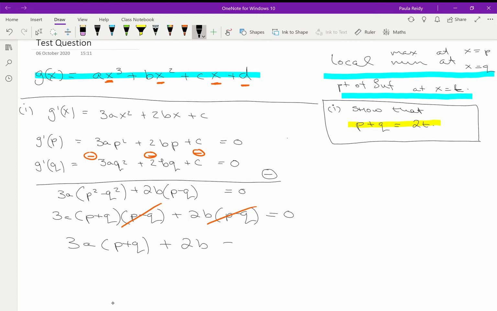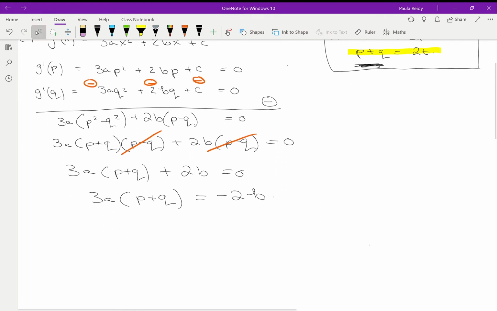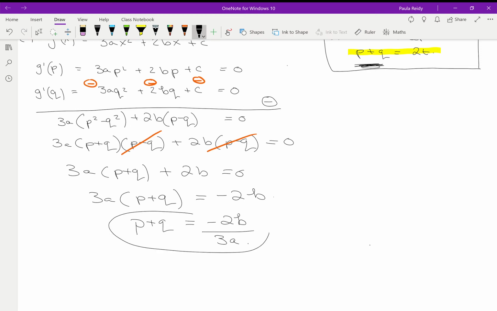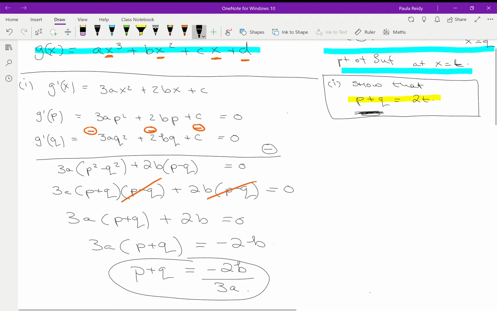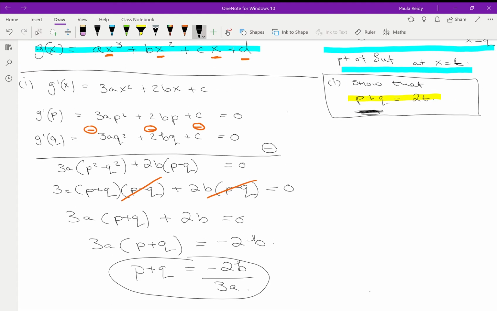It's getting closer to what I want because I definitely want to establish what p plus q is. So I bring over the 2b. So I got 3a times p plus q is equal to minus 2b. And then p plus q must be minus 2b over 3a. I decided to stop at that and look at the point of inflection because I knew there was nothing else I could do there, and I'd clearly established p plus q now.